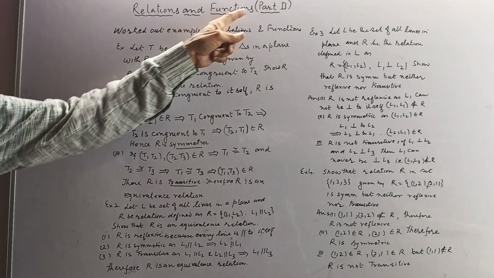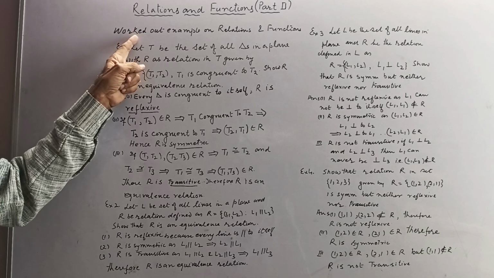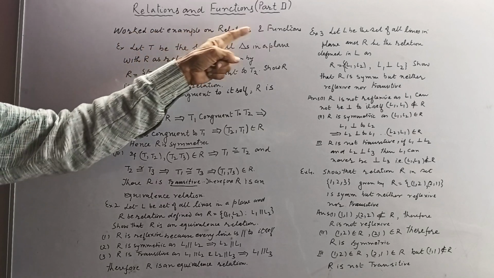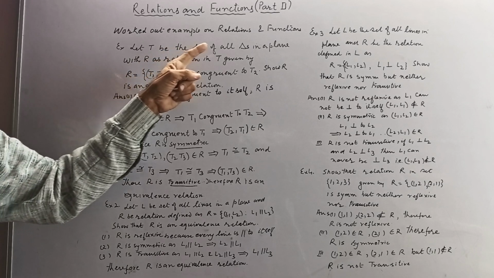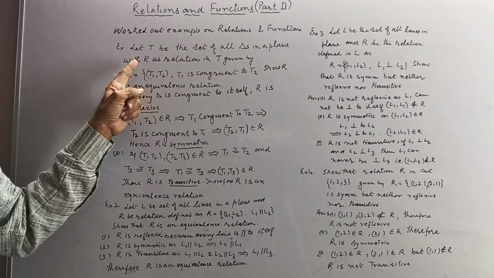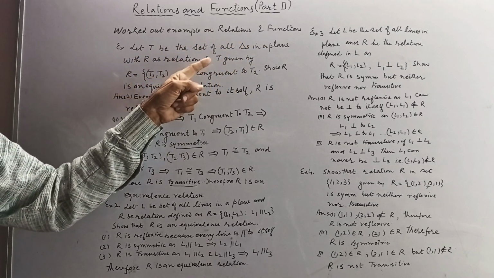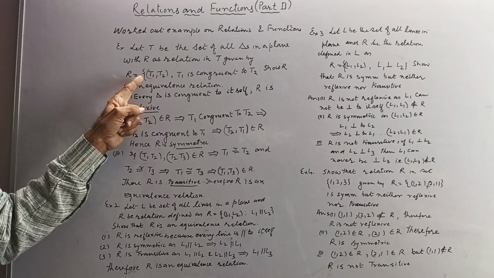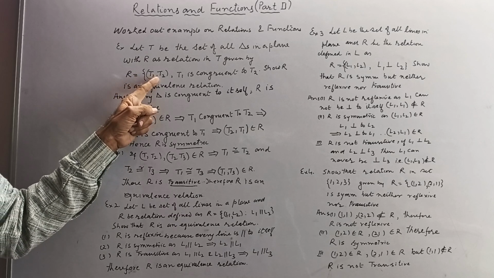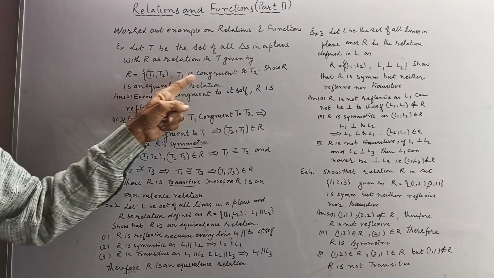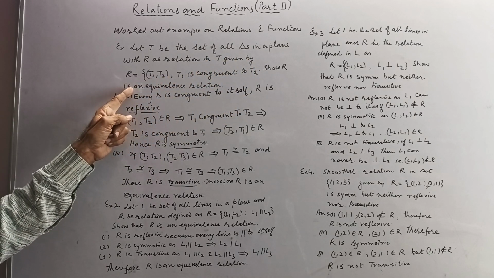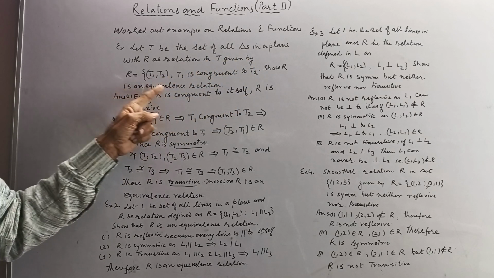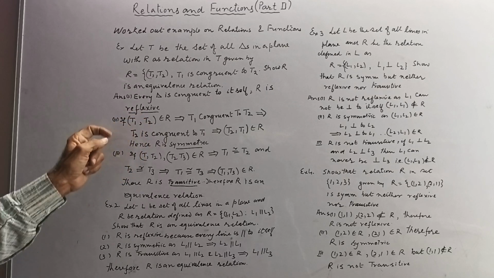Relations and functions part 2. Worked out example on relation and function. Let T be the set of all triangles in a plane with R as a relation in T given by R = {(T1, T2): T1 is congruent to T2}. Show that R is an equivalence relation.